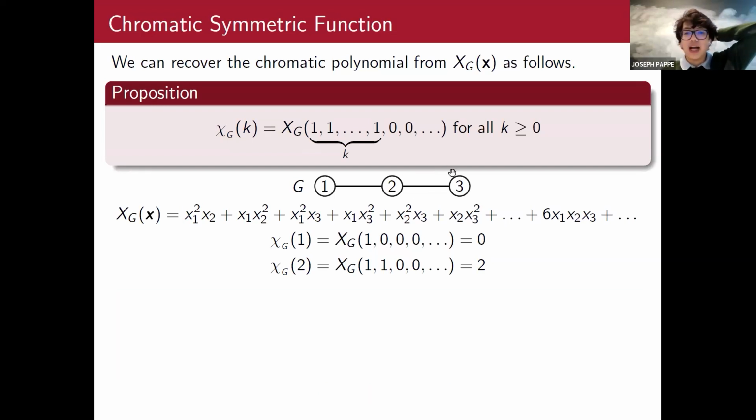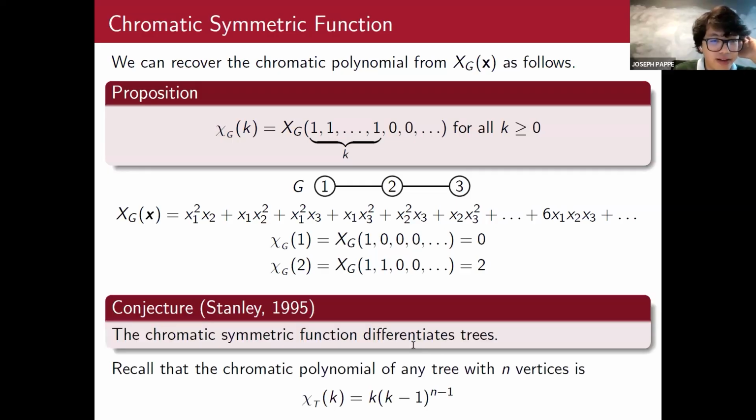And because this is exactly how we defined our chromatic polynomial, this means that we can recover it. Our chromatic polynomial was described in terms of the number of ways that we could properly color a graph with k colors. Now you might be wondering, okay, can we get more with this chromatic symmetric function than we did with the chromatic polynomial? And in fact, we can.